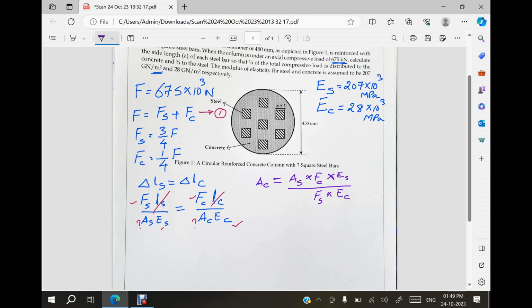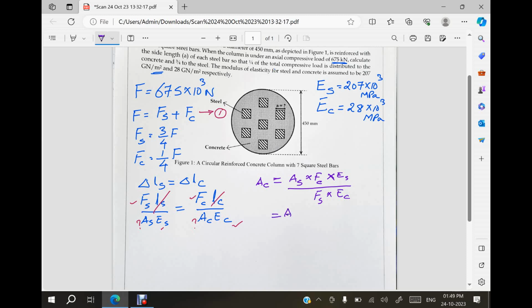Okay, see all the items. How many items are there? 1, 2, 3, 4, 5, 6 items. Here also you have 1, 2, 3, 4, 5 and this one is 6. Everything is ready with us. Now let us try to find out these values.